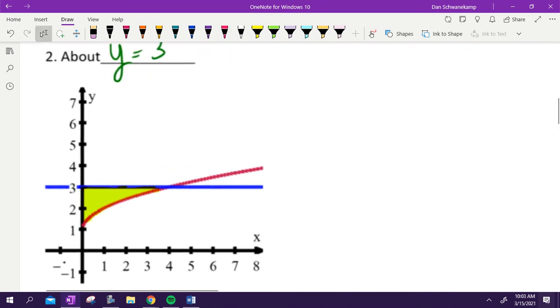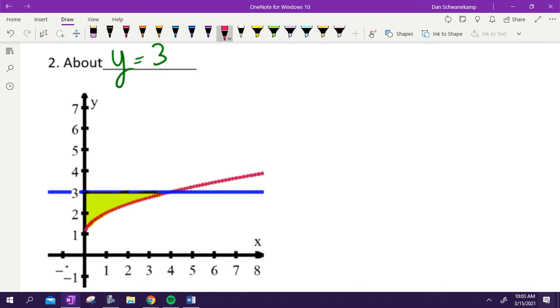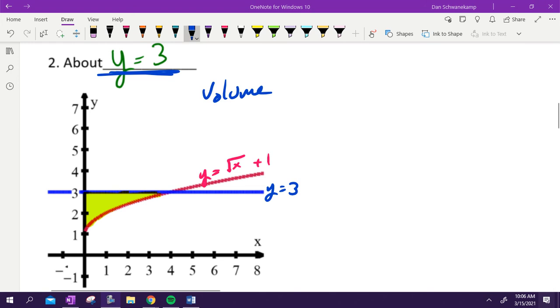Let's do the second one. There is my shaded region. Again, this is the line y equals the square root of x plus 1. That blue line is y equals 3. You've got that bounded region. You're this time revolving it around the line y equals 3. Find the volume when you rotate around that line. Y equals 3. Write it down. Hold it up. We're doing okay.